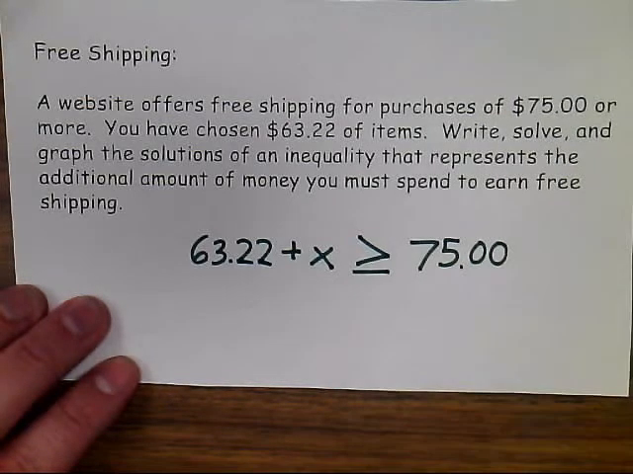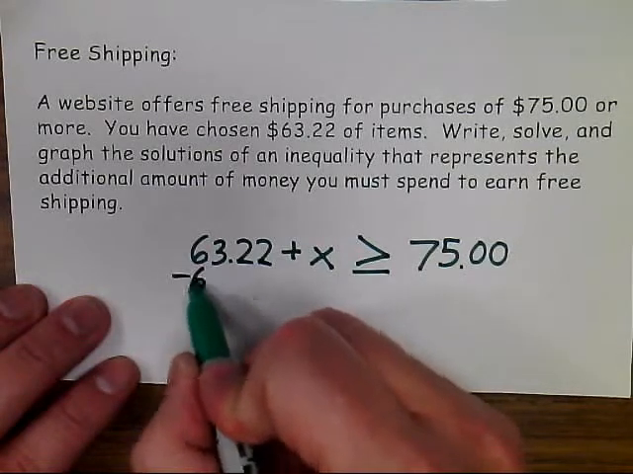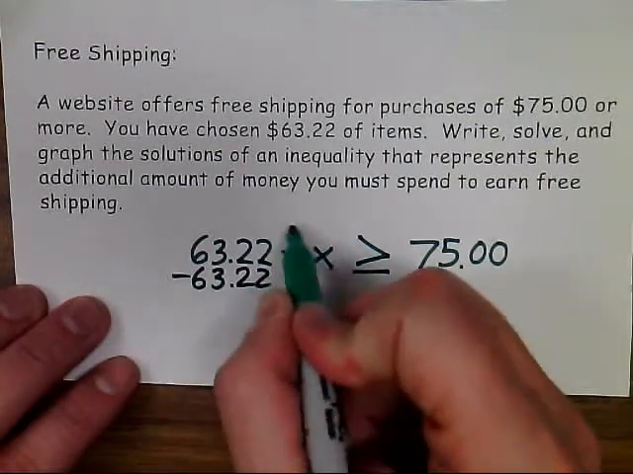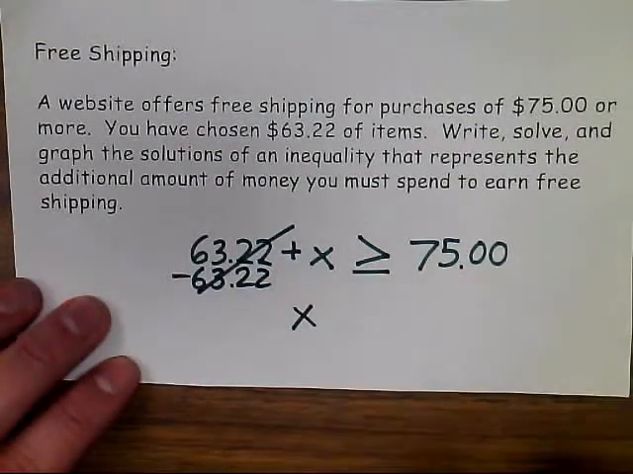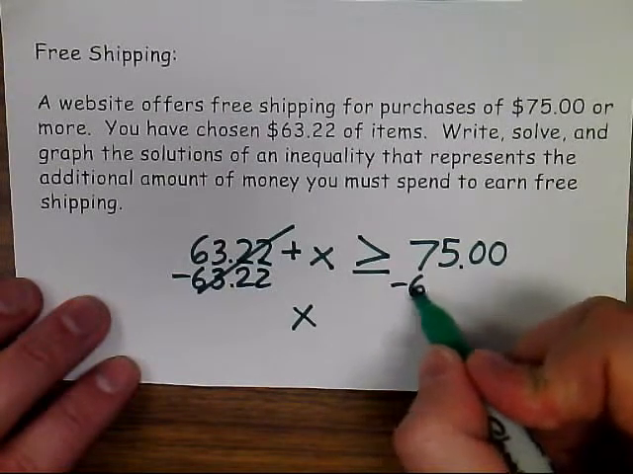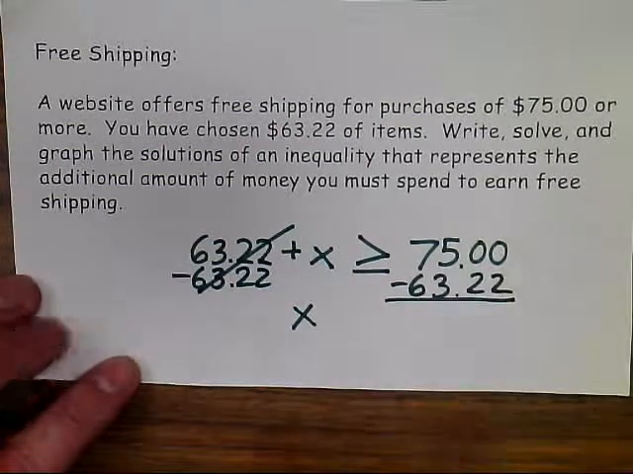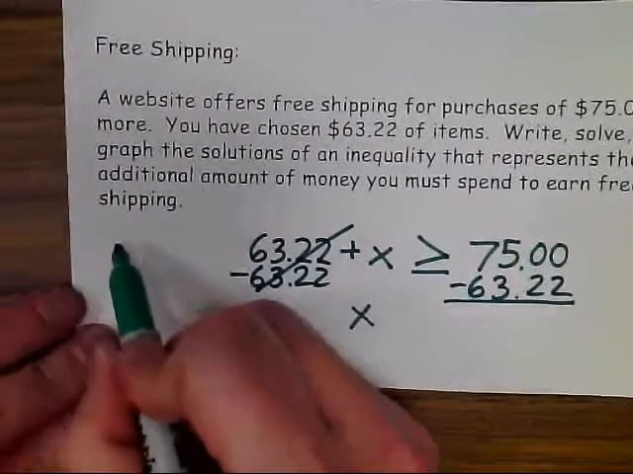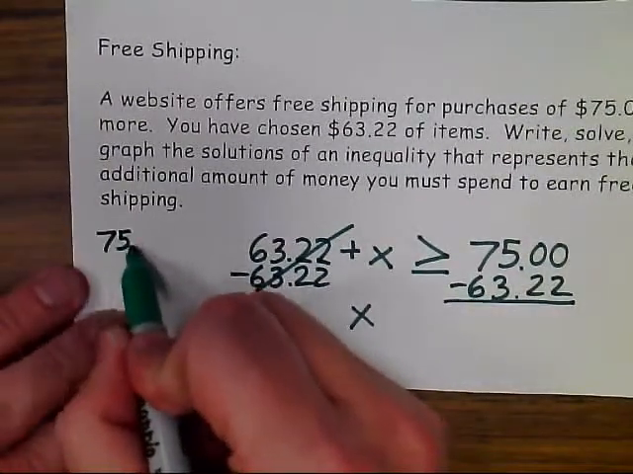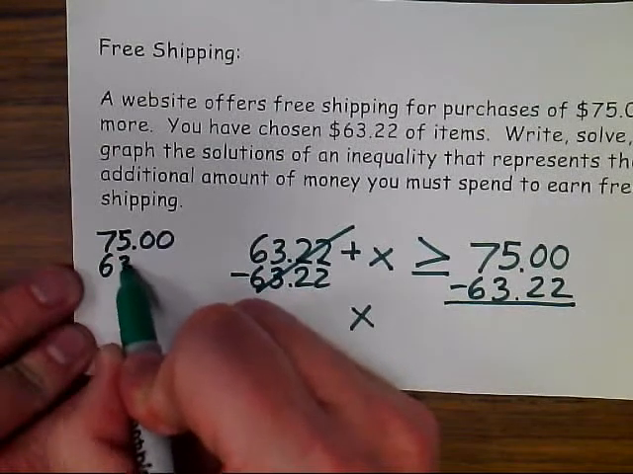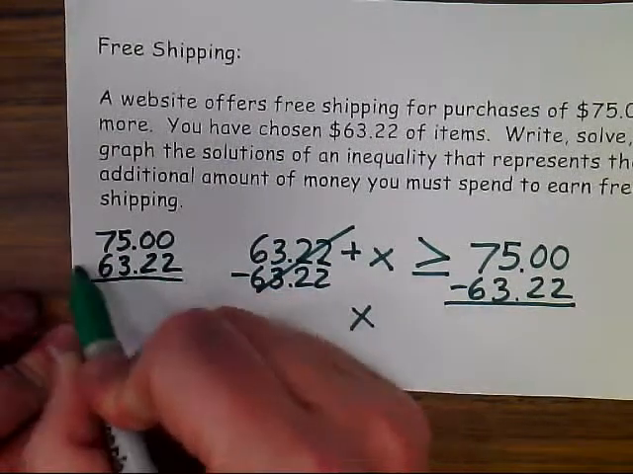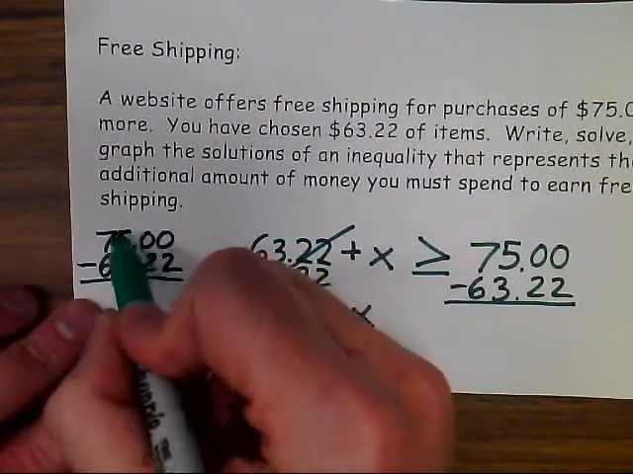So that's my inequality. Now, just like we did before, to isolate my variable, I'm going to subtract 63.22 from this side of my inequality, leaving me with just x. And then I need to subtract 63.22 from this side of the inequality. Now, I like to show my work to the side, so I'm going to rewrite it again over here. $75 minus $63.22, and we're going to need to borrow in order to subtract here.